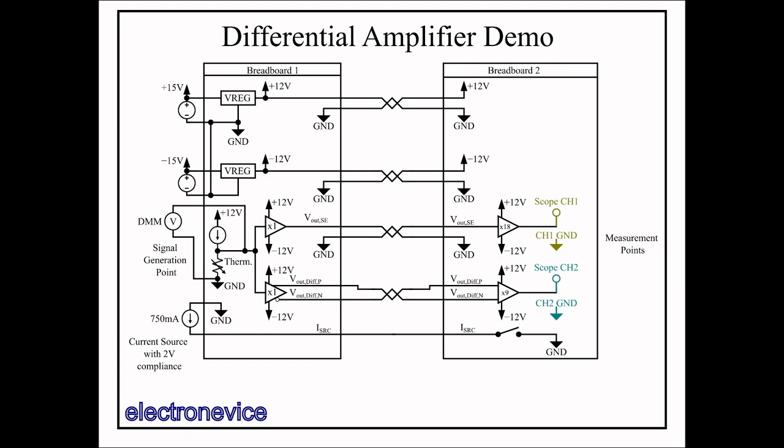There are two breadboards in the system with about half a foot of cabling between them. The idea here is that we have a temperature sensor on breadboard 1 on the left, and we would like to transfer that signal to breadboard 2 on the right in the presence of a switching load on breadboard 2. Let's look at each piece of this circuit in a little more detail.